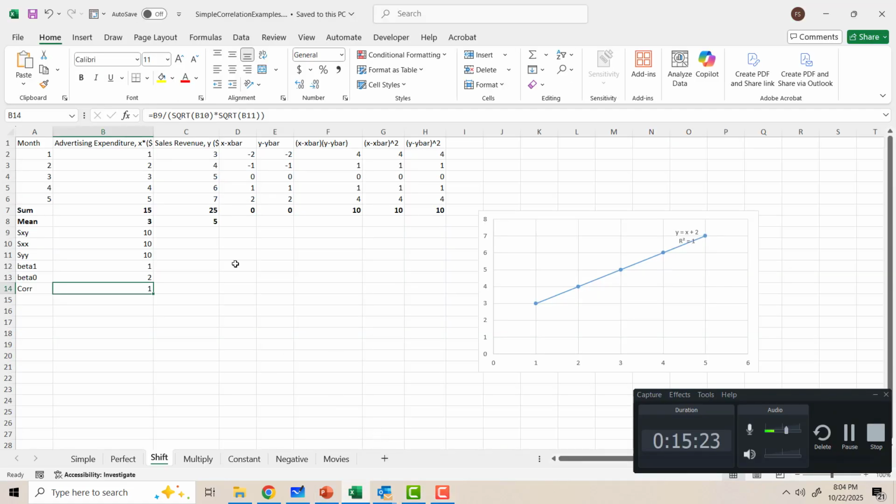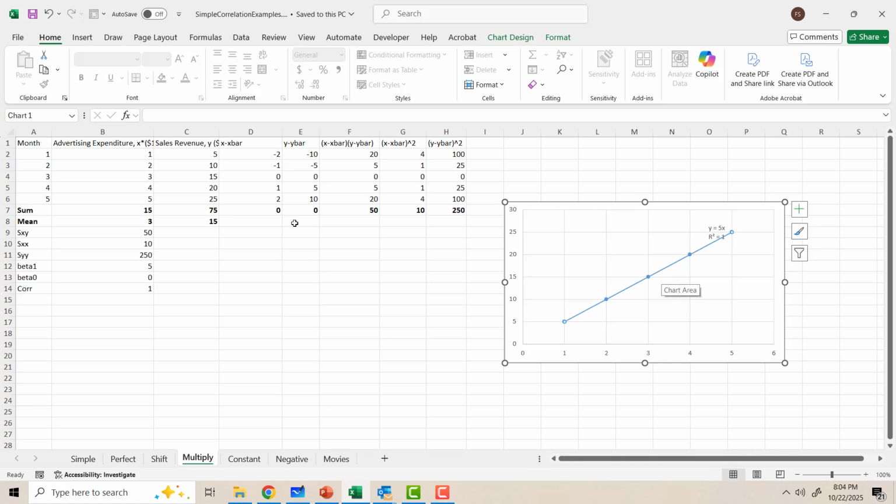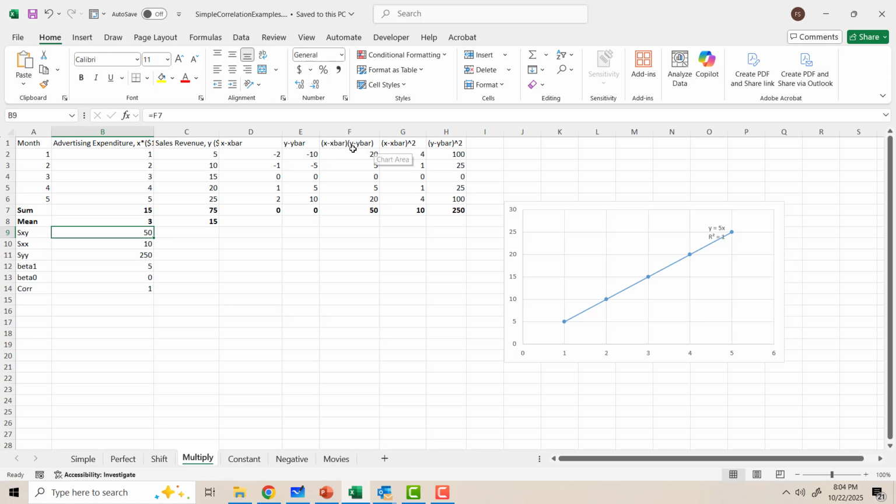Okay, so back to my little spreadsheet. Next we multiply, and this time we've got advertising of 1, 2, 3, 4, 5, and sales of 5, 10, 15, 20, 25. You can see that the sum of squares xy is much bigger because x minus x bar times y minus y bar is much bigger. But the sum of squares y is also much bigger to compensate. So we still get a correlation of 1. Scaling one of the variables, as long as everything is on the line and there's no error, the correlation is going to be 1.